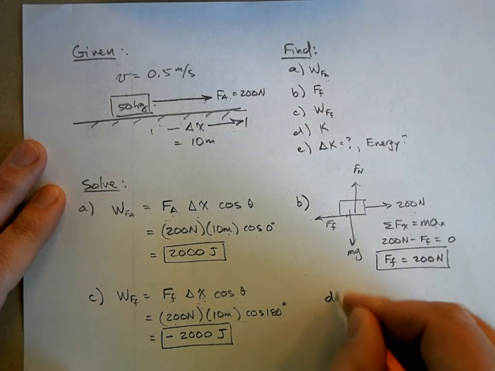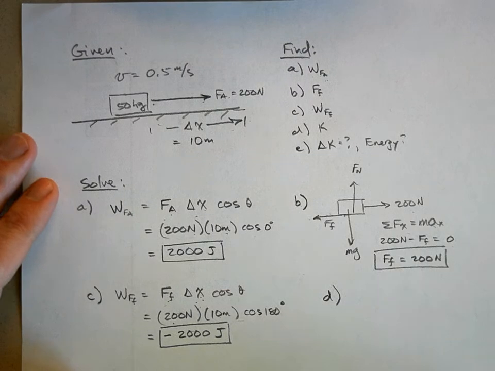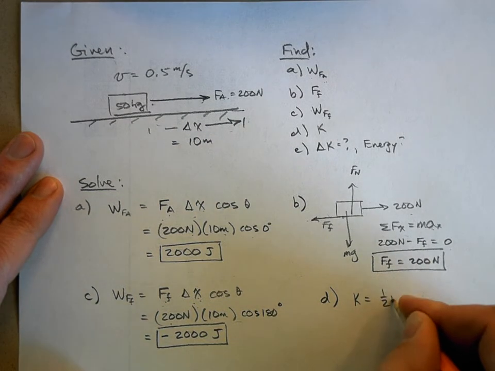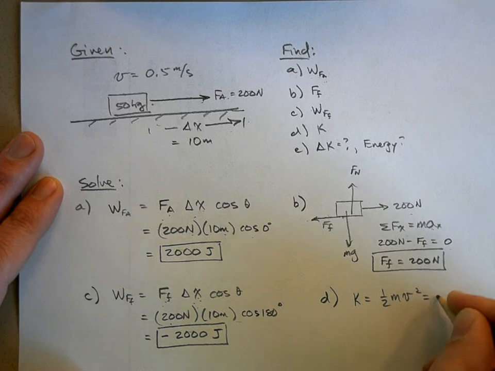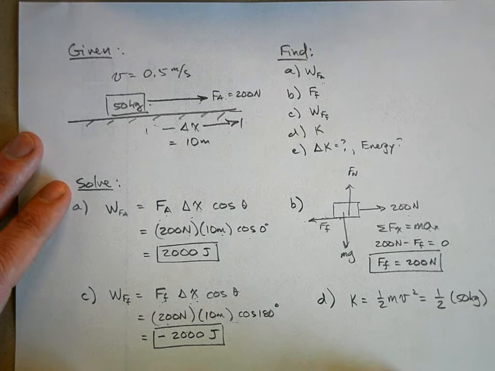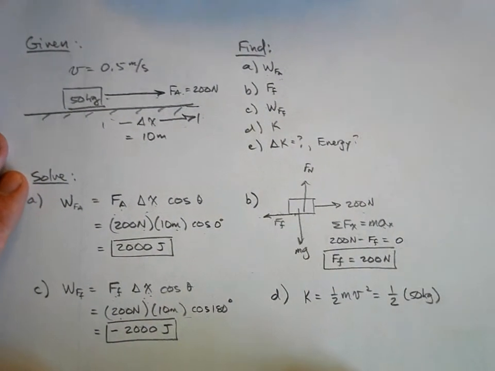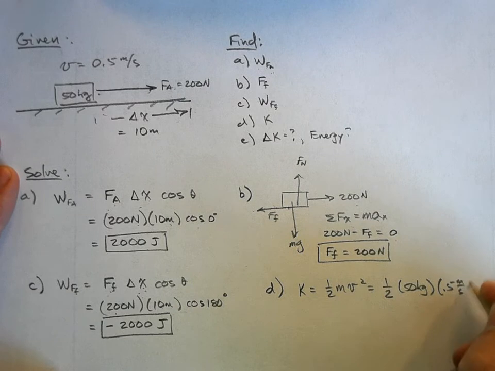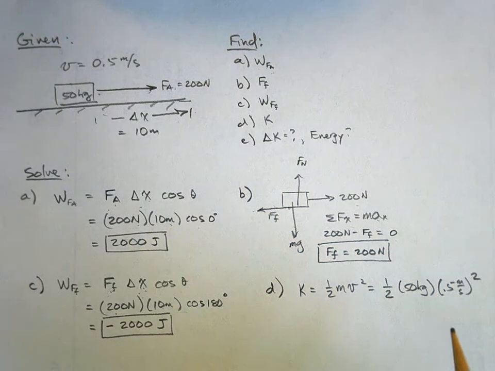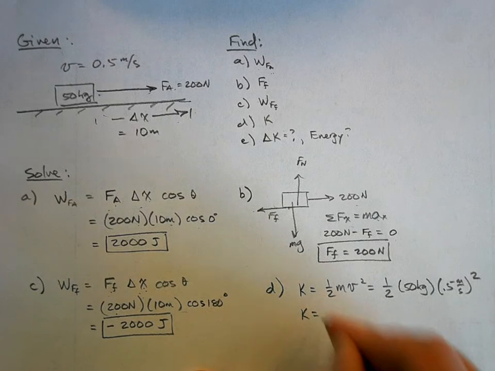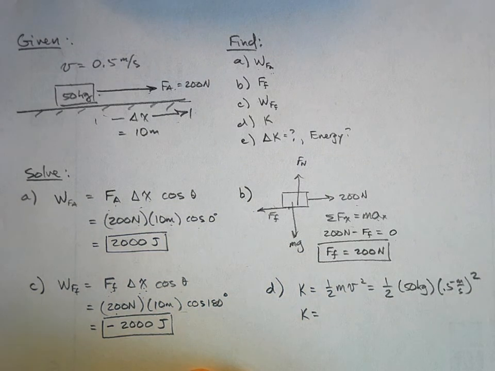Okay, now for part D, what's the kinetic energy? This is pretty simple. It's 1/2 mv squared. So it's 1/2 the mass, which is 50 kilograms, times 0.5 meters per second, quantity squared. So what do you get when you do that? Somebody calculate that out.